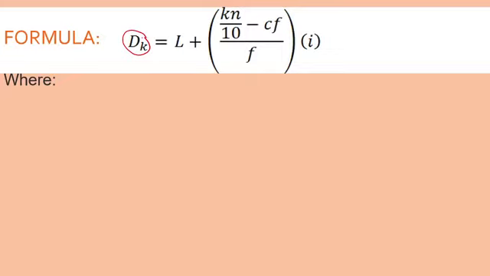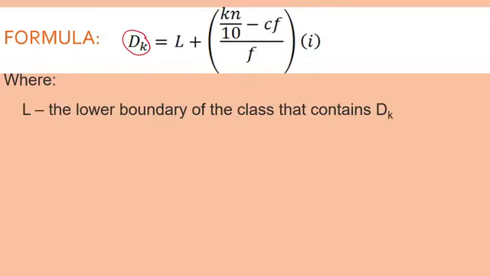Now, L is simply the lower boundary of the class that contains the decile that we are looking for. So take note of that. L is the lower boundary of the class that contains the decile that we are looking for. You have there K. K is any value from 1 to 9. So it depends upon what is to be solved or what is the problem.